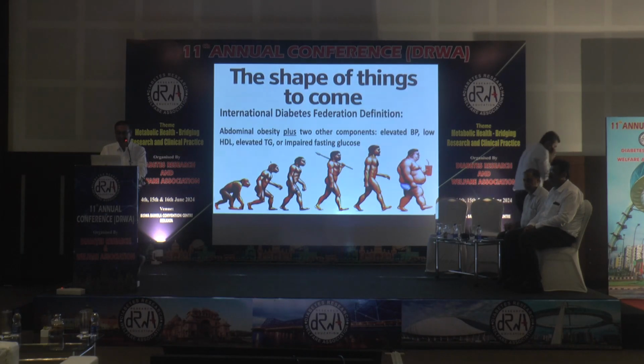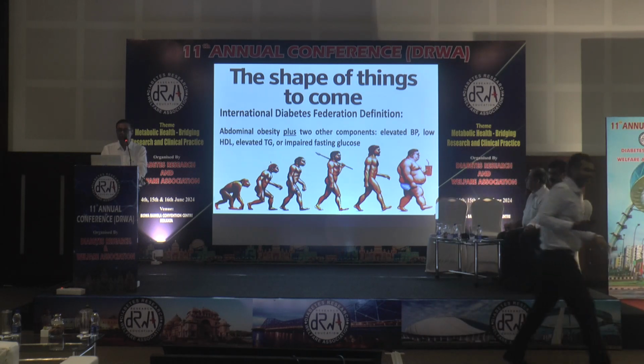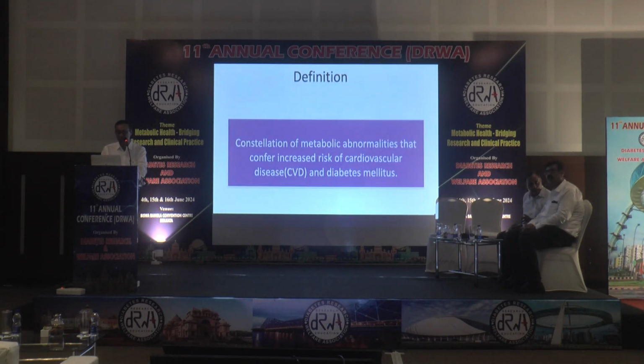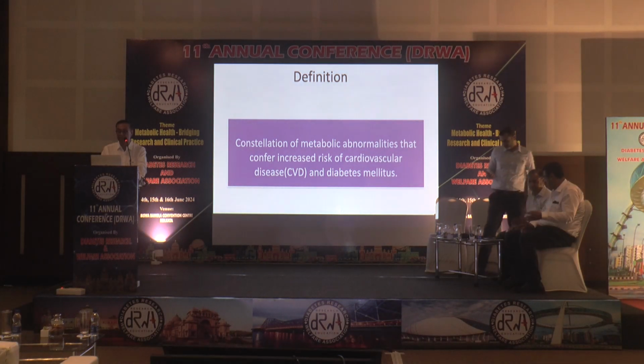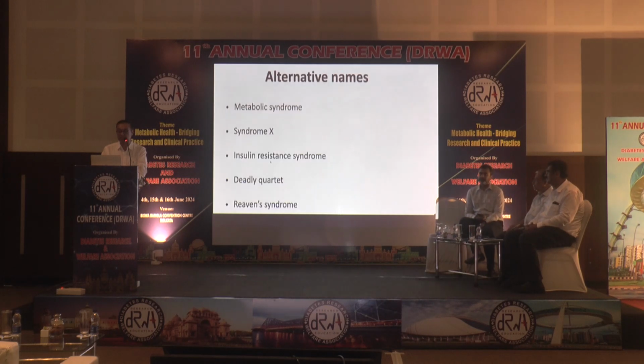I'm going to talk on metabolic syndrome, and it's very interesting to see this topic selected at the beginning of the conference, because this is one topic where we can actually act both ways. We can prevent diabetes and major complications of diabetes if we start treating intensively, picking up patients intensively, and at the same time we can also predict the ongoing metabolic disturbances in an individual in the community. So we have been seeing this transformation, the shape of things to come. Abdominal obesity plus two other components like elevated blood pressure, low HDL, elevated triglyceride, or impaired fasting glucose makes the definition of metabolic syndrome, and it is defined as a constellation of metabolic abnormalities that confer increased risk of cardiovascular disease and diabetes mellitus.